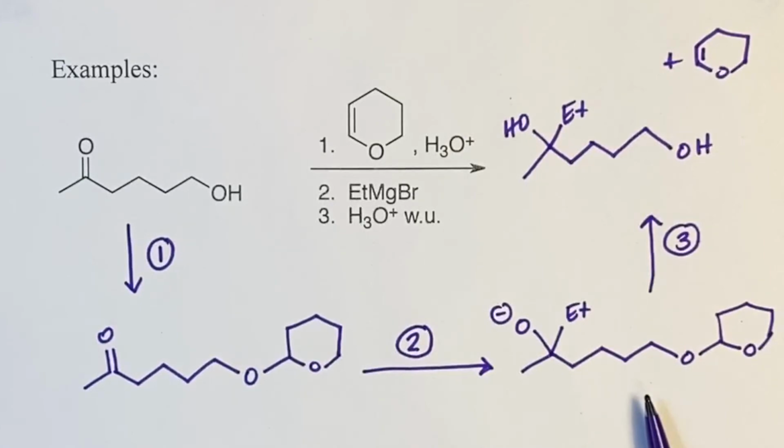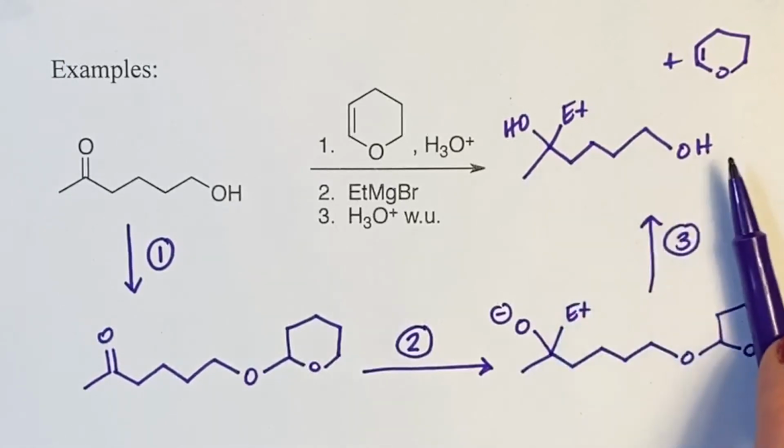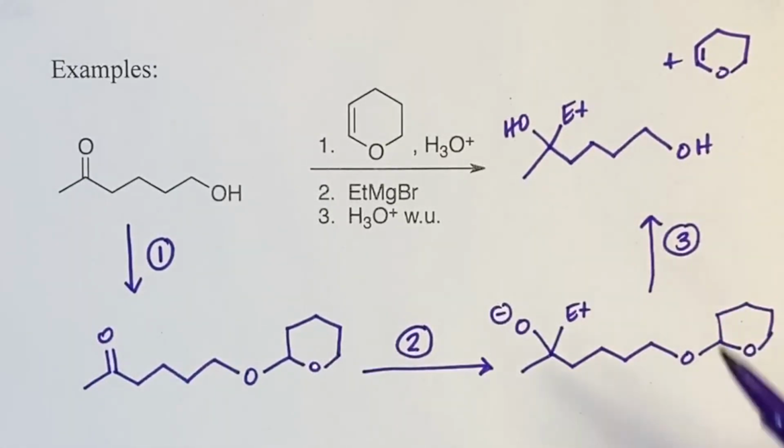Step 3, then, with my acid workup, I've not specified that it is a dilute workup, so in step 3, the product that I will make out of this reaction is my protonated alcohol as a result of the Grignard reaction, but also the removal of that THP group. So the final product of my reaction is this compound, along with the regeneration of my dihydropyran ring structure.